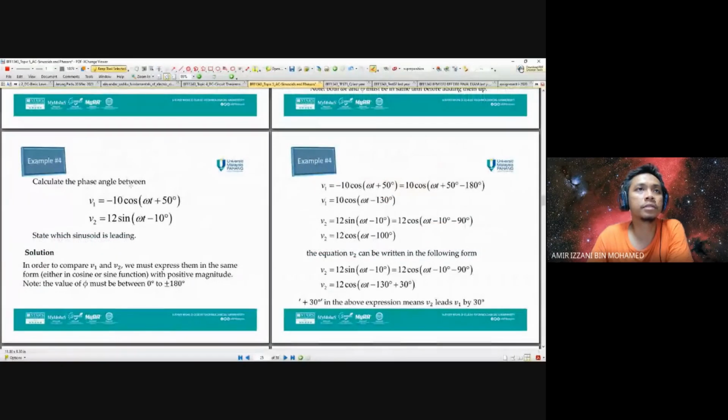Calculate the phase angle between V1 and V2. State which sinusoid is leading. So how can we compare this? In order to compare V1 and V2, we must express them in the same form, either cosine or sine function. Here we have two different waveforms, cosine and sine, with positive magnitude. Note that phi must be between 0 to plus minus 180. So we need to convert them first and choose which one we want to use.